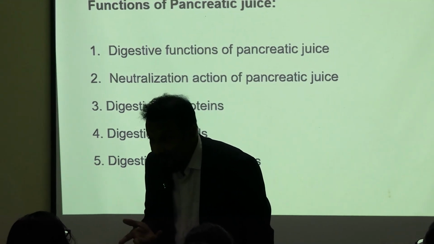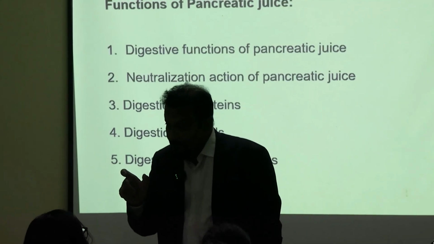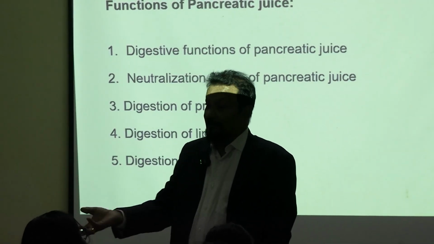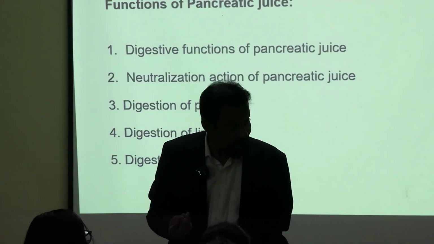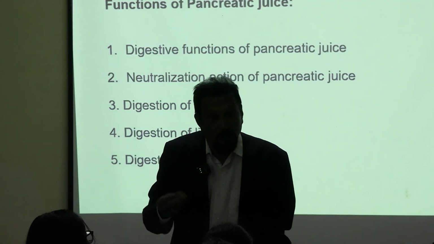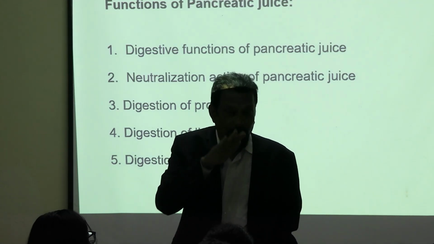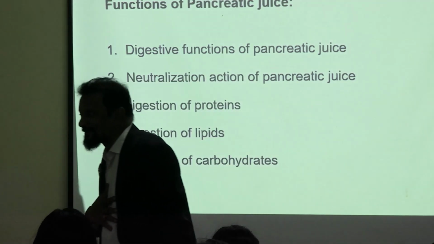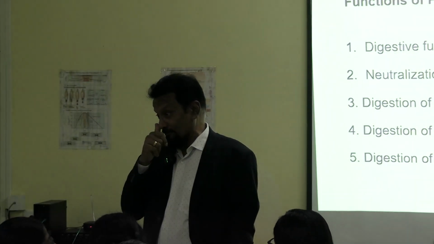Why? Hemoglobin needs globin. Globin is a protein. You are not taking protein, so hemoglobin is not formed. Heme is there, globin is not there. So there is lack of production of hemoglobin. So what will happen to my body? So you see the importance of protein.